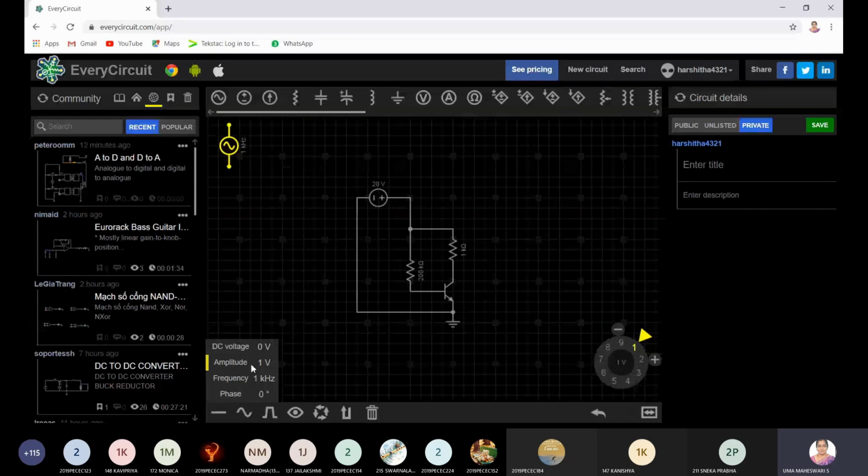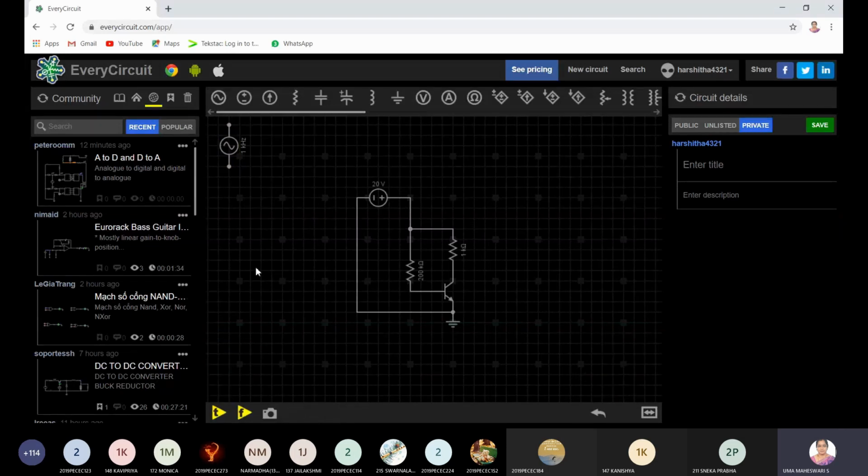The default value shows 1 volt, but as I said, preferable is millivolts. So I am making this 50 millivolts. As I said, frequency should be 1 kilohertz. The input waveform should have a positive extension and negative extension of equal amount only. So plus 50 millivolts means the negative side is going to be minus 50 millivolts. The average DC voltage should be 0. Once the settings are done, you can connect this to the base terminal of the transistor.